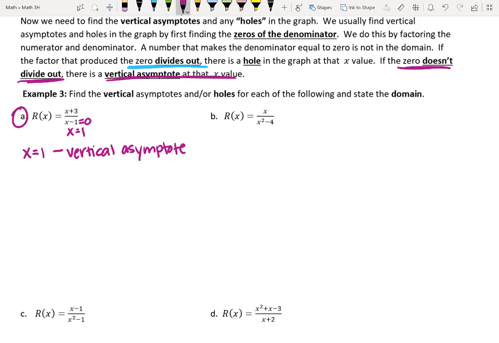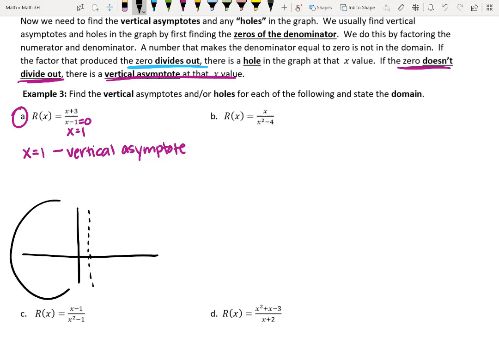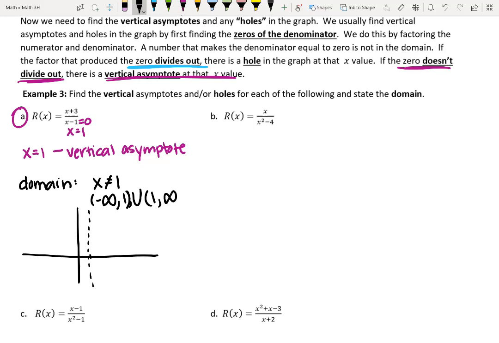All right. And then to state the domain, I'm thinking of this graph. I've got a vertical asymptote at 1, but I should have part of my graph on the left and on the right of that vertical asymptote. So for that reason, my domain is going to be everything except for the x value of 1. Or in other words, I can say from negative infinity up to 1 union with everything after 1, so 1 to positive infinity. All right, so there's the vertical asymptote and the domain.